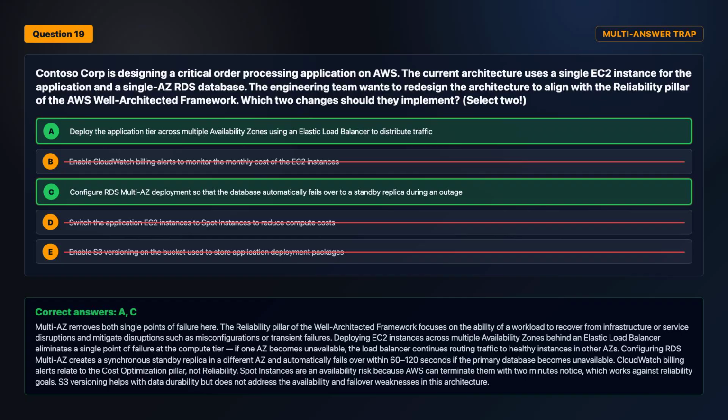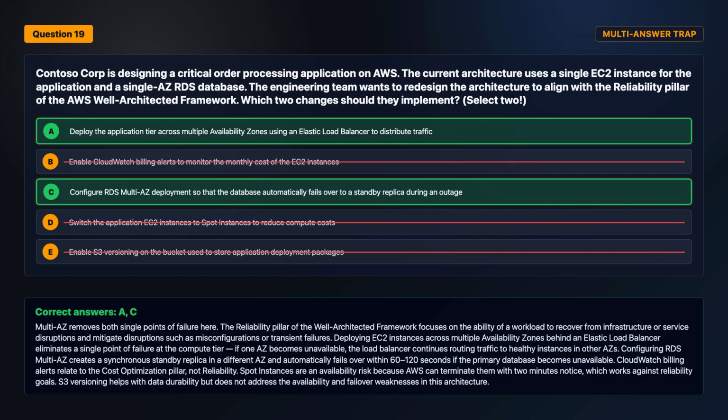The correct answers are option A and option C. Multi-AZ removes both single points of failure here. The reliability pillar of the Well-Architected Framework focuses on the ability of a workload to recover from infrastructure or service disruptions and mitigate disruptions such as misconfigurations or transient failures.